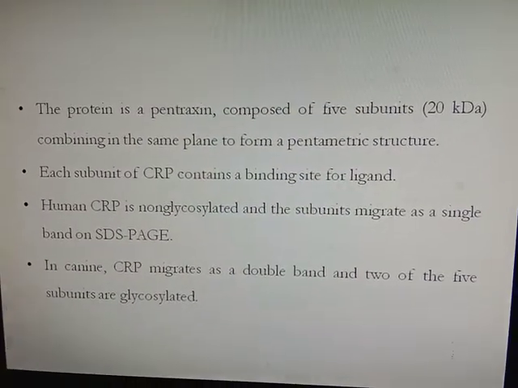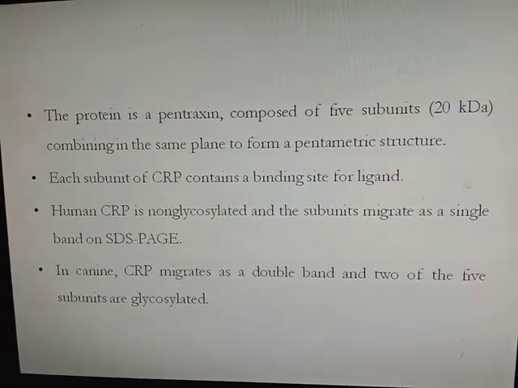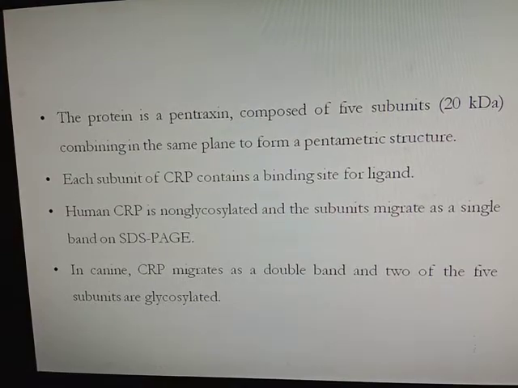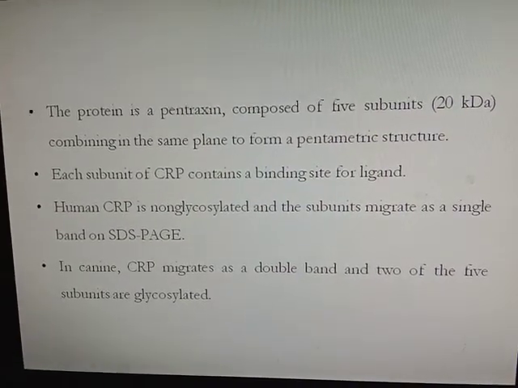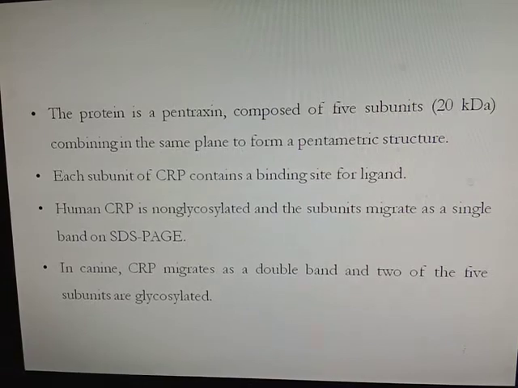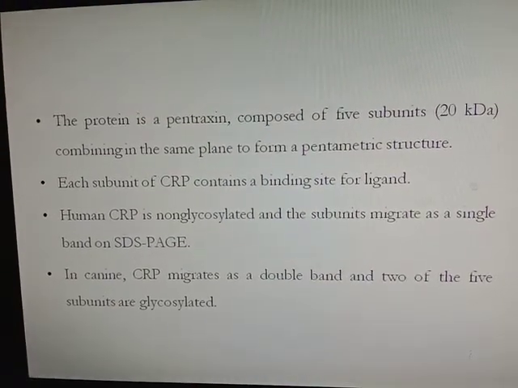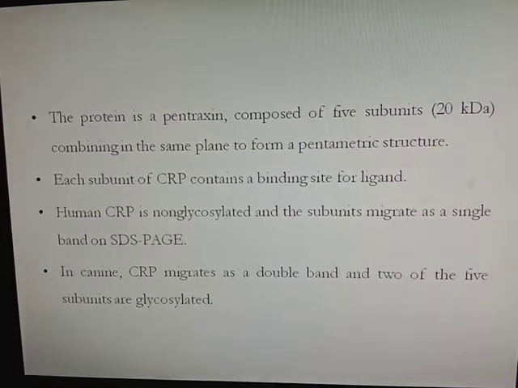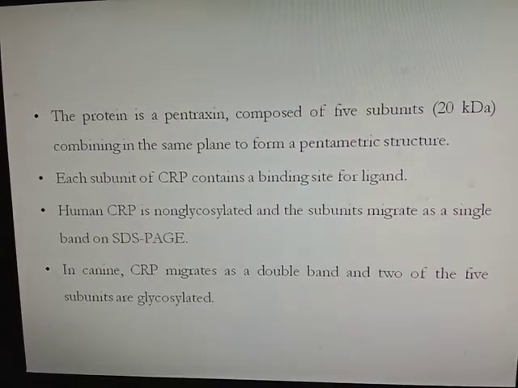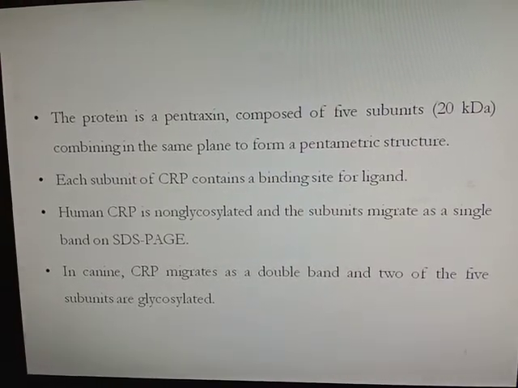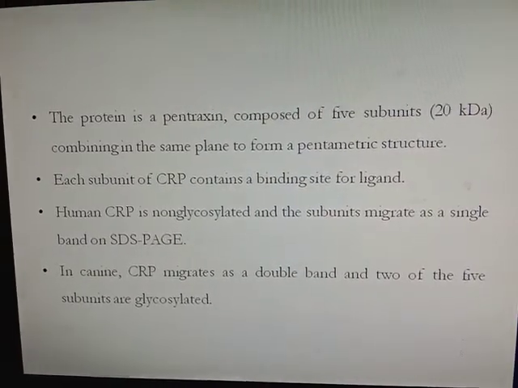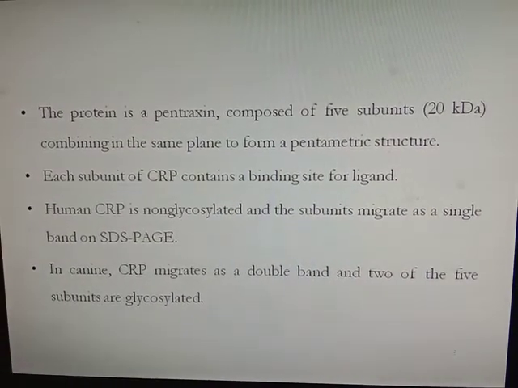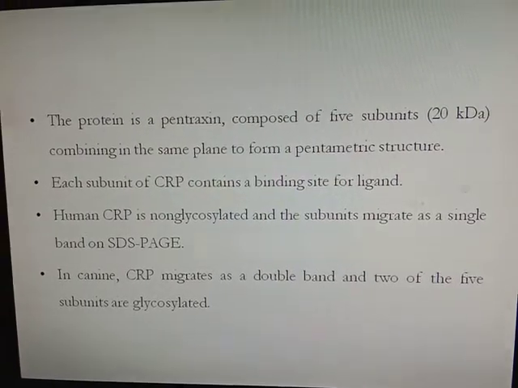C-reactive protein is a pentraxin, composed of 5 subunits. Each subunit is a 20 kDa protein, combining in the same plane to form a pentameric structure. Each subunit contains a binding site for ligand. Human C-reactive protein is non-glycosylated and the subunits migrate as a single band on SDS-PAGE. In canines, C-reactive protein migrates as a double band, and 2 of the 5 subunits are glycosylated.